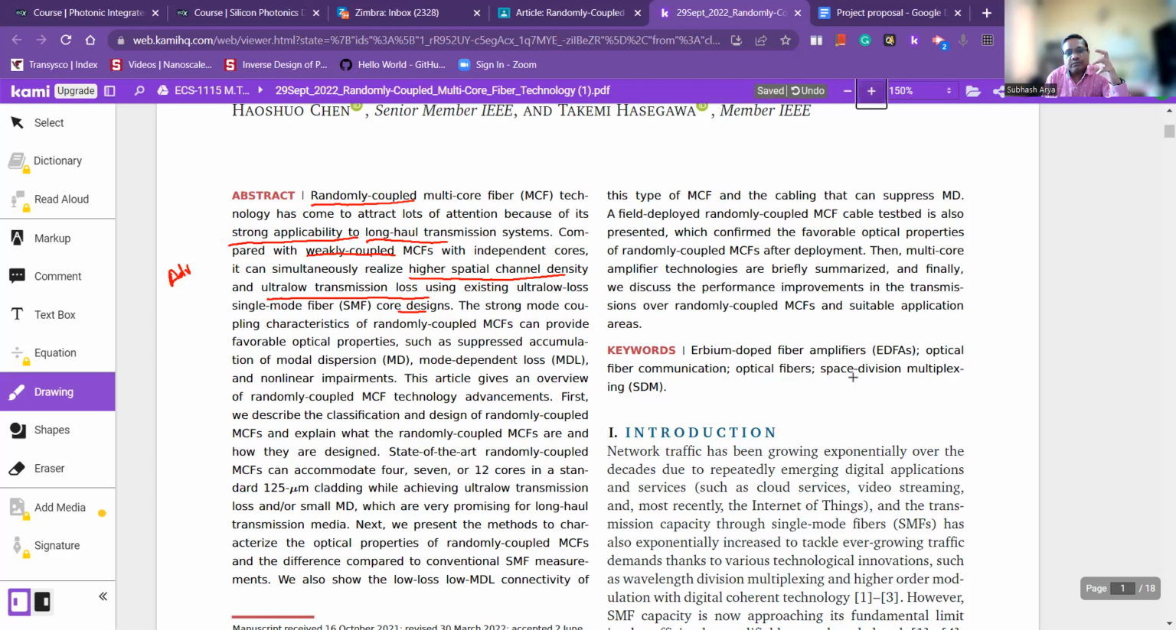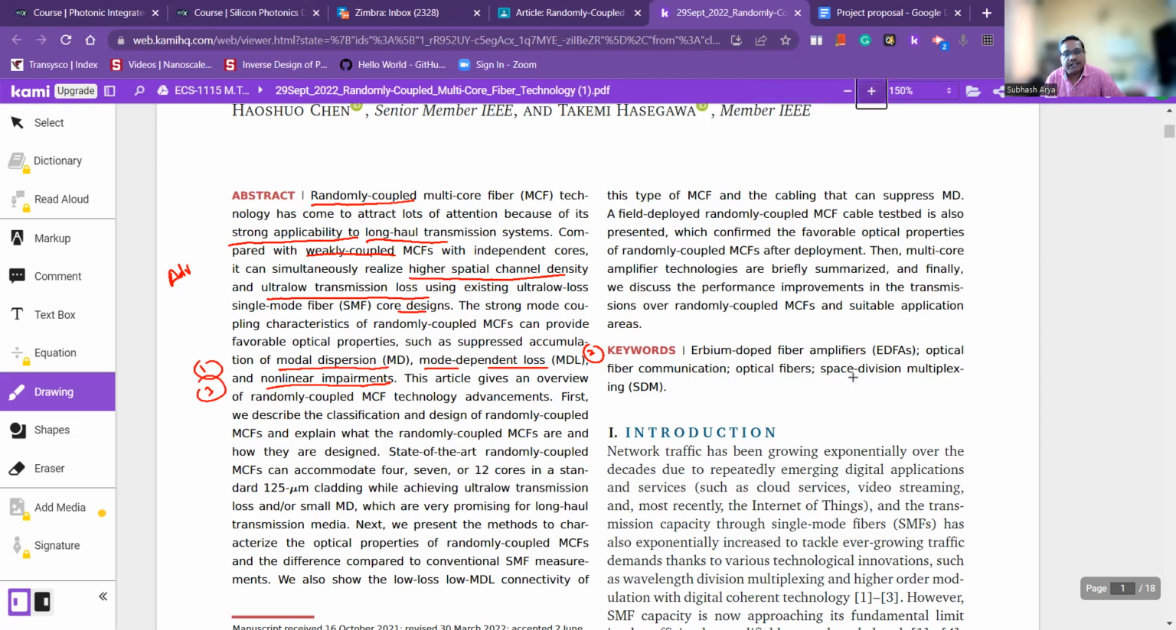Next, the strong mode coupling characteristics of randomly coupled multi-core fibers can provide favorable optical properties such as suppressed accumulation of modal dispersion, mode dependent loss, and nonlinear impairments. So three things are there. Because in randomly coupled, they are strongly coupled modes, that leads to three advantages. One is the reduction in the modal dispersion. Second one is the mode dependent loss. And third one is the non-linear effects. Means non-linear impairments can also be reduced compared to the weakly coupled multi-core fibers.